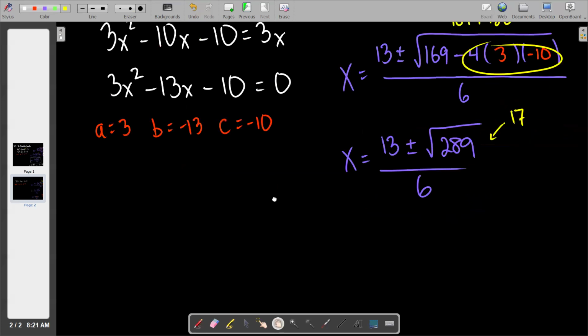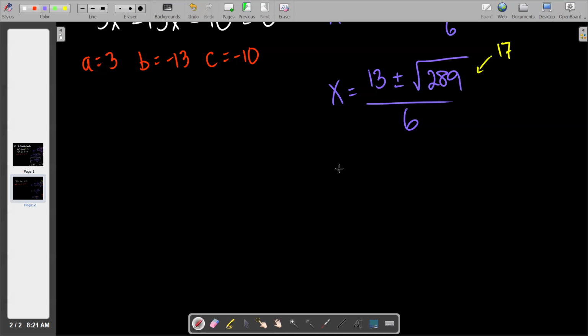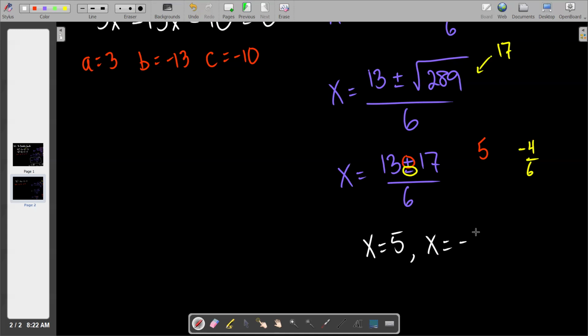And so when we simplify this and rewrite it, we're going to say x equals 13 plus or minus 17 over 6. And this is where we go the splitsies pathway. So what is 13 plus 17? 30. 30 divided by 6 is 5. And then I'm going to take the bottom pathway, the low road. What's 13 minus 17? -4. And then I'm just going to write my answers out formally. I'm going to say x equals 5 or x equals -2/3.